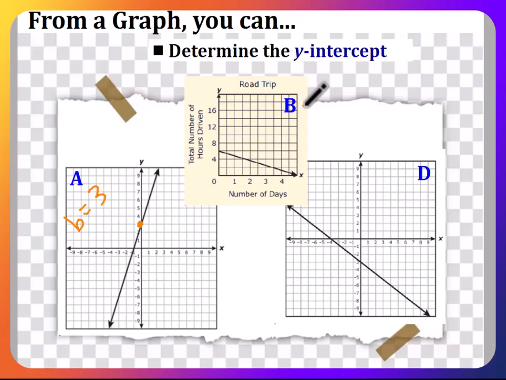Looking at our second example here, where does it cross the y? It crosses right here, halfway between 4 and 8, which is a 6. So your y-intercept, or your constant, would be positive 6. Coming down here, this is graph D. It crosses right here, which is at a negative 3. So your y-intercept is negative 3. When x is 0, y is negative 3. So you can easily tell from a graph if your coefficient is going to be positive or negative, and what your constant is, by determining where it crosses the y-axis.